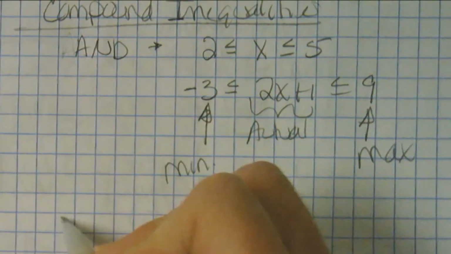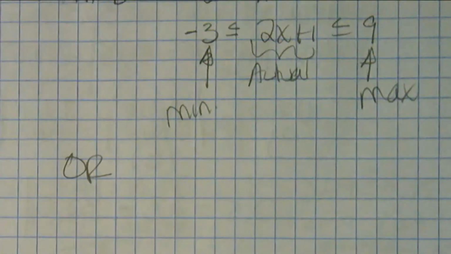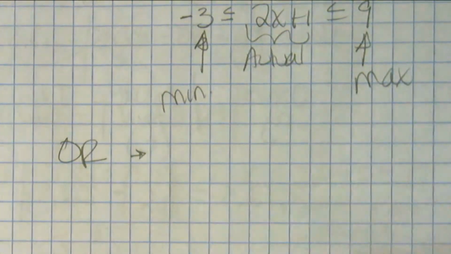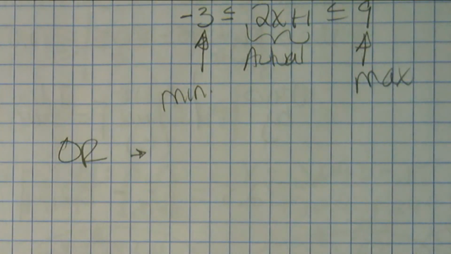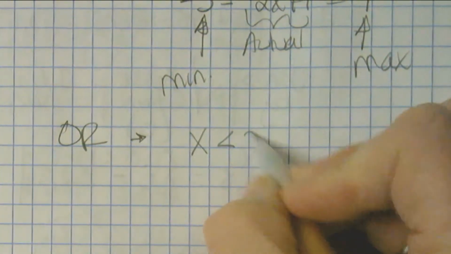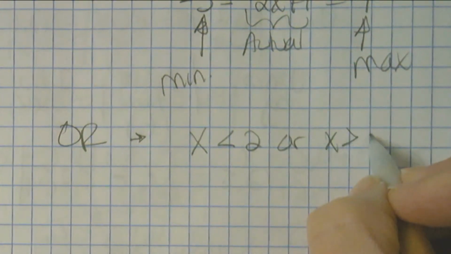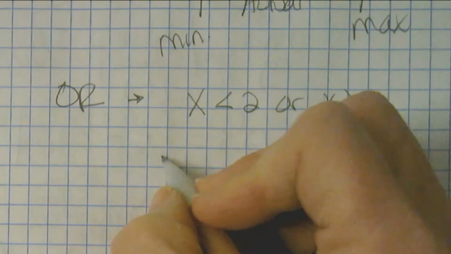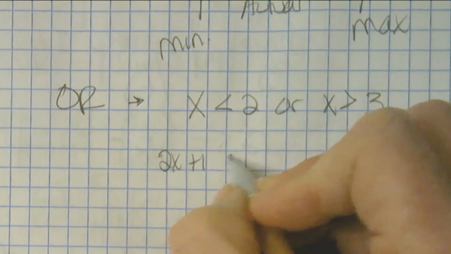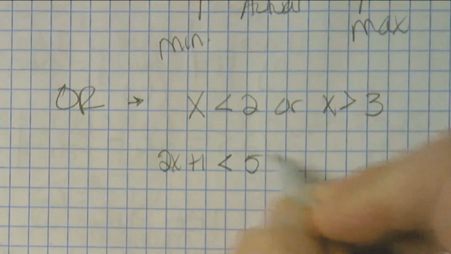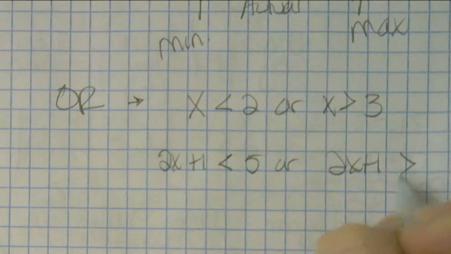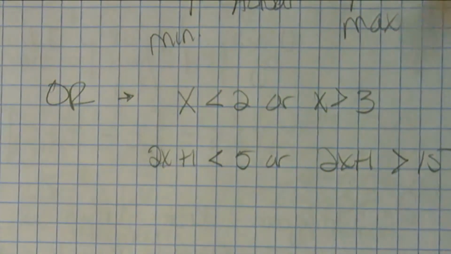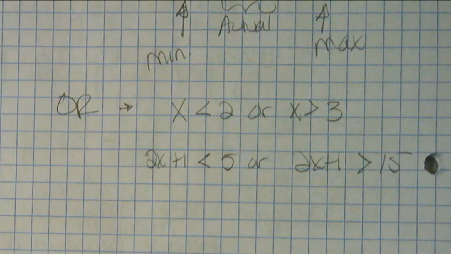All right. How about an or? What does an or look like? Someone give me an example of an or solution. Excellent. All right, we might have 2x plus 1 is less than 5, or 2x plus 1 is greater than 15. That's another example of an or. How many of you guys remember ands and ors? Awesome. Okay.